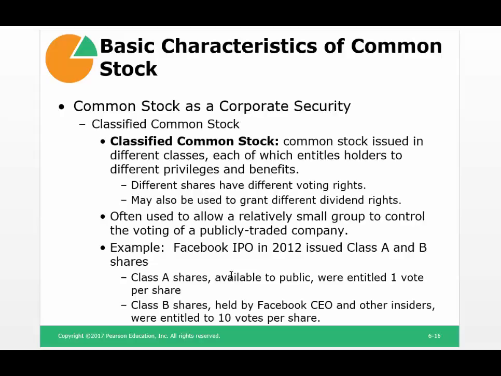And they talk about here with the Facebook IPO, there were 2 classes. Class A shares were entitled to 1 vote per share, but Class B shares were entitled to 10 votes per share. So the original Facebook CEO and those other insiders have shares of stock, but their power in the company when it comes to voting for things is far more than that of the public.